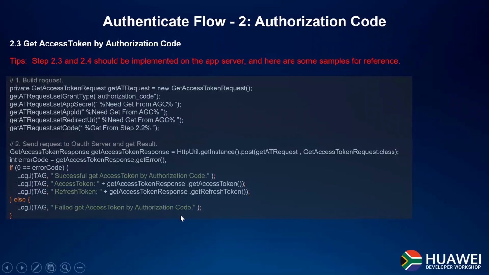When you receive the information, you'll first get the access token and the refresh token. And after you've gotten the token, which allows you to access the user's information, then you can do the post to the Huawei cloud, where you can get the user's information.